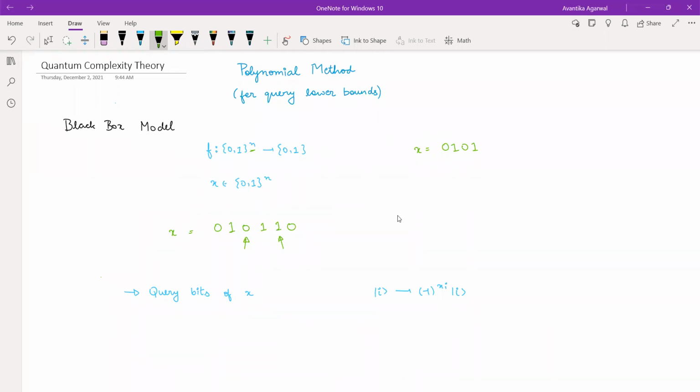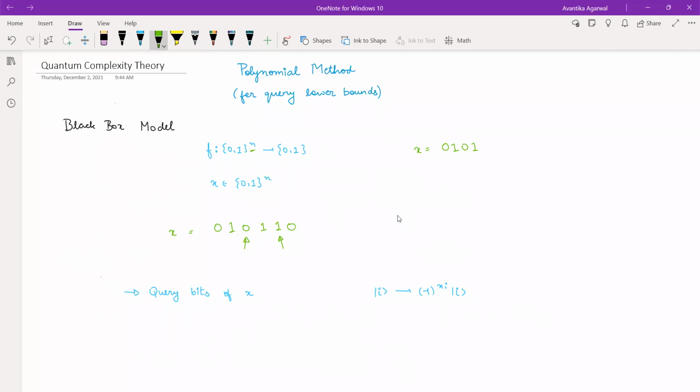The machine can make as many queries on this input as it wants before concluding what the value of f(x) is. Ideally, we would like to make as few queries as possible, because that would make our algorithm for computing f efficient. Like I told you, in the classical setting, we query the ith bit and we get the ith bit in the output.